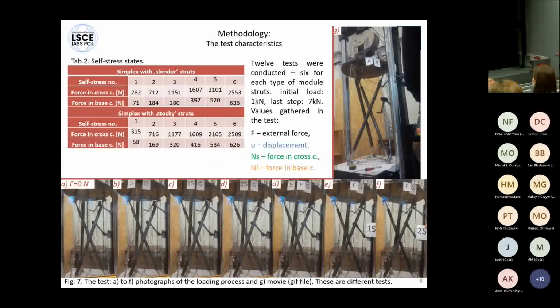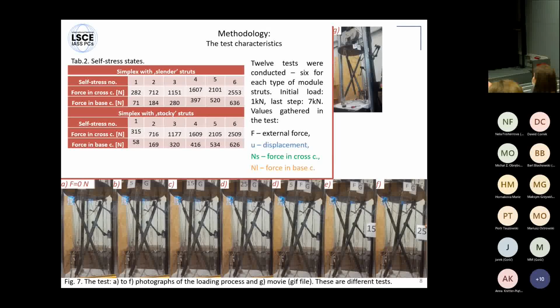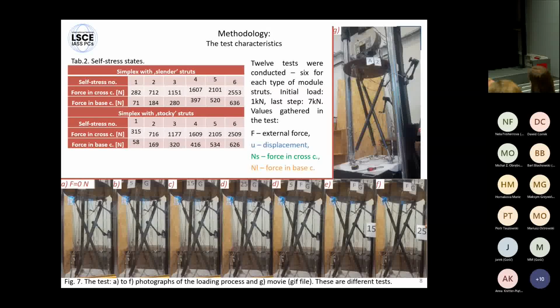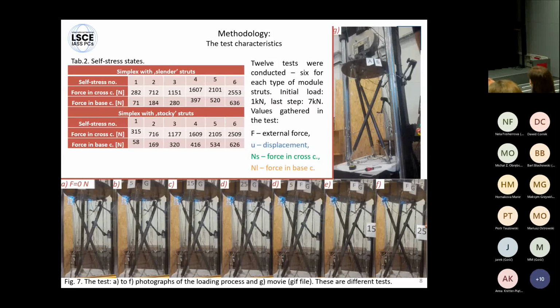A total of 12 tests were conducted, 6 tests for each type of strut, so for the stocky strut and for the slender strut, which is not shown in here. This is only a GIF, so a visible rotation. Rotation is visible by seeing that the struts are enclosing together, are getting closer together. And the measured values were the external force displacement, 3 forces in cross strings, because we had 3 force transducers, and 6 forces in base strings. Also, the rotation was measured, but I'm not showing it in here.